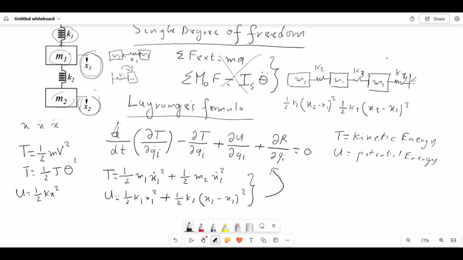Now, for the spring on top here, because it's being held by a support, it is only in contact with one mass. So for K4 here, it will simply be half K4 times the displacement x3 squared. What I'm trying to say is, if your spring is holding two masses, there should be a difference of displacement between them.